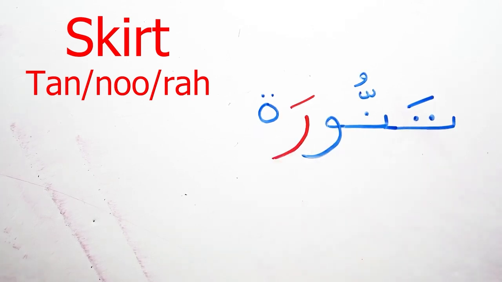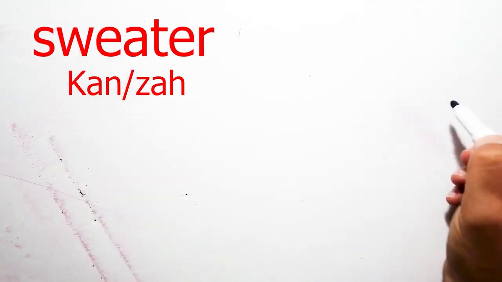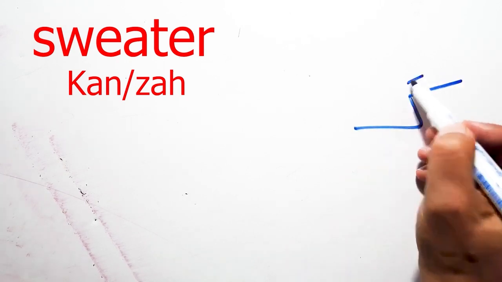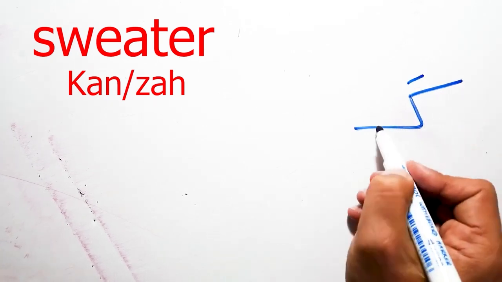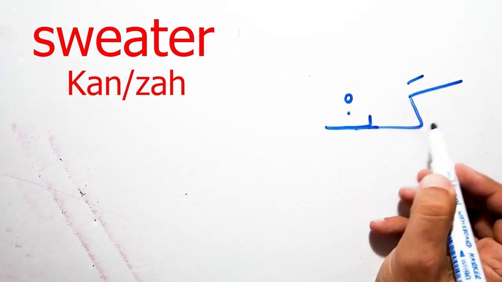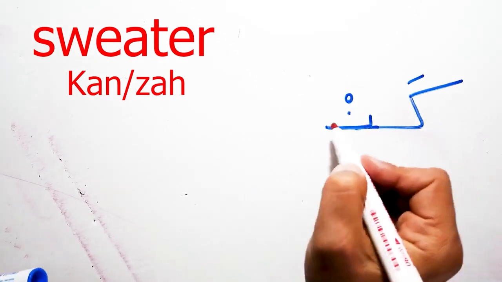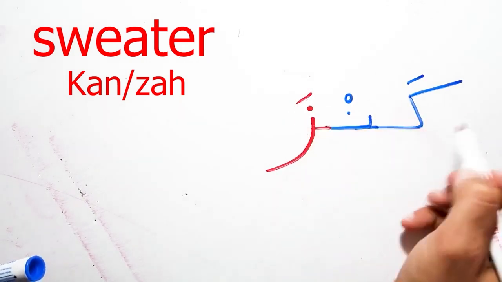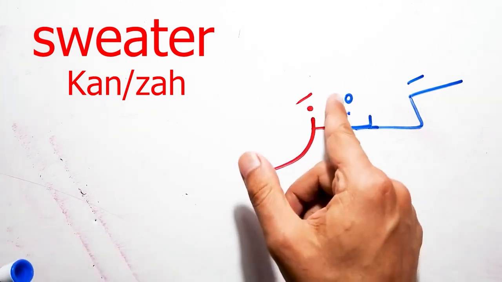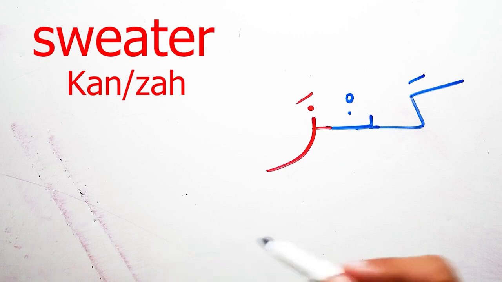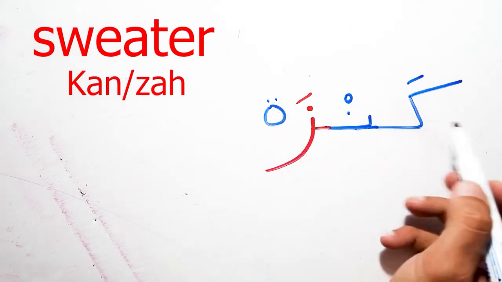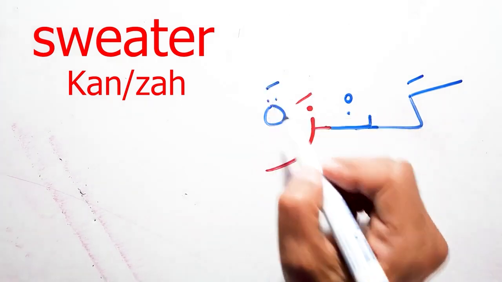Tannurah. Kenza. K, the sound of K, with fatha, ka. Ken, nan, the sound of N. Z, the sound of Z. Ken, Z. Pay attention, I pause here because I have sukun. Ken, Z, but I say kanzah, so I have ta marbuta at the end. Kanzah, sound of H at the end. Kanzah, the same thing. If I add fatha, it will be kanzata.